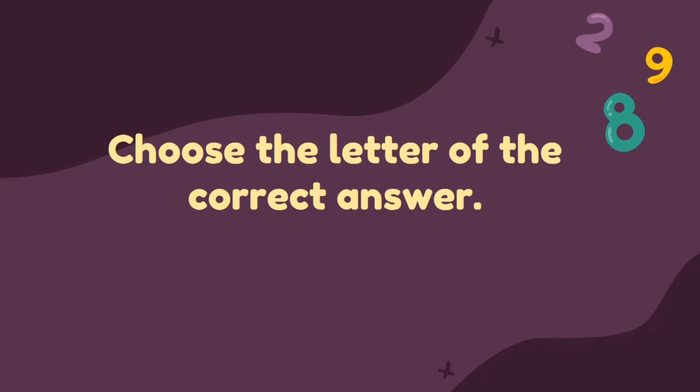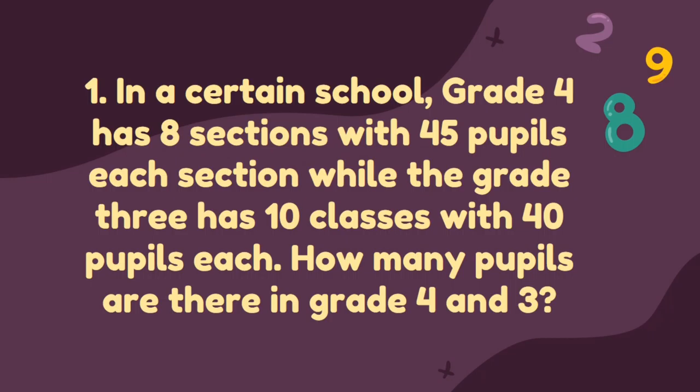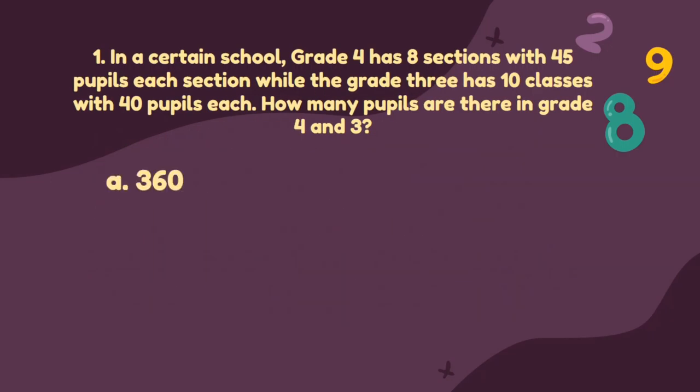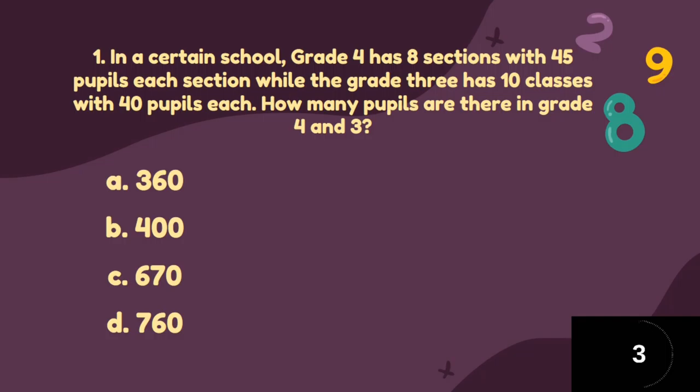Let's have an activity. Directions. Choose the letter of the correct answer. In a certain school, grade 4 has 8 sections with 45 pupils each section, while the grade 3 has 10 classes with 40 pupils each. How many pupils are there in grade 4 and grade 3? A. 360. B. 400. C. 670. And D. 760.